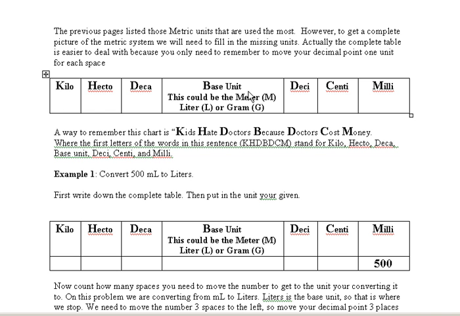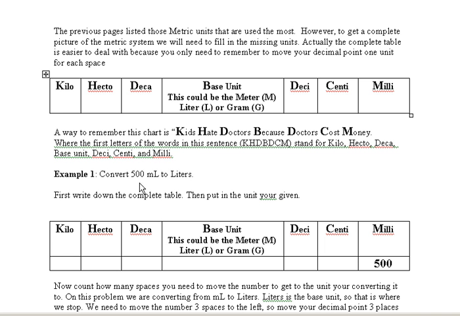Now, a good way to do problems is to list this going across here with the first letter of each thing. And a way to remember this, you could use this mnemonic device: Kids hate doctors because doctors cost money. And that gives you the letter of each one. The B stands for the base unit, whether that be meters, liters, or grams.